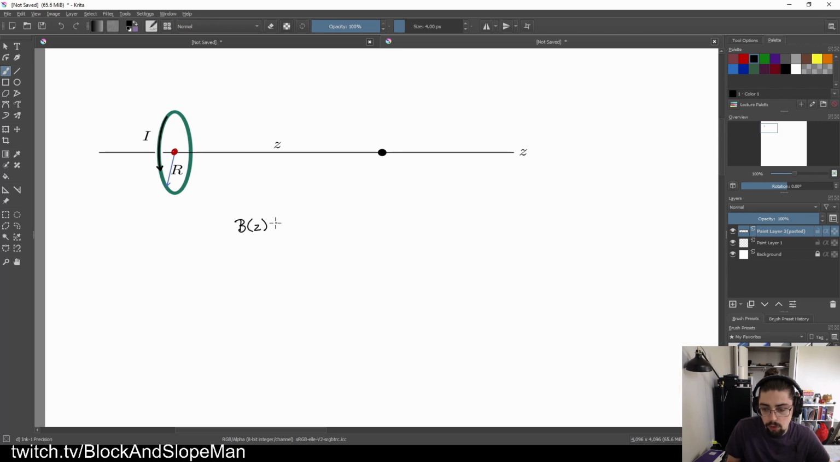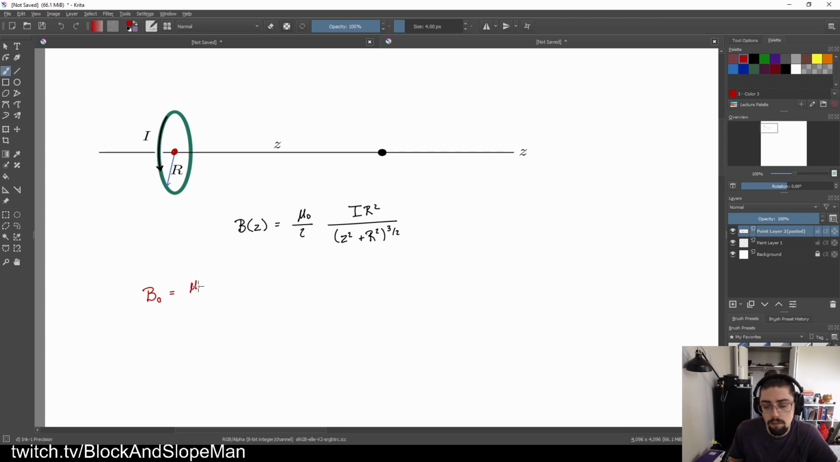B of z for any sort of point would be mu naught over 2 I r squared over z squared plus r squared all to the 3/2 power. So if we're looking specifically at a red dot, that's nice and easy to deal with because we can just take z is equal to 0, right? That's how far away we are from the center, 0. We're at the center. So let's call this the red B, or maybe B naught, for B right in the middle.